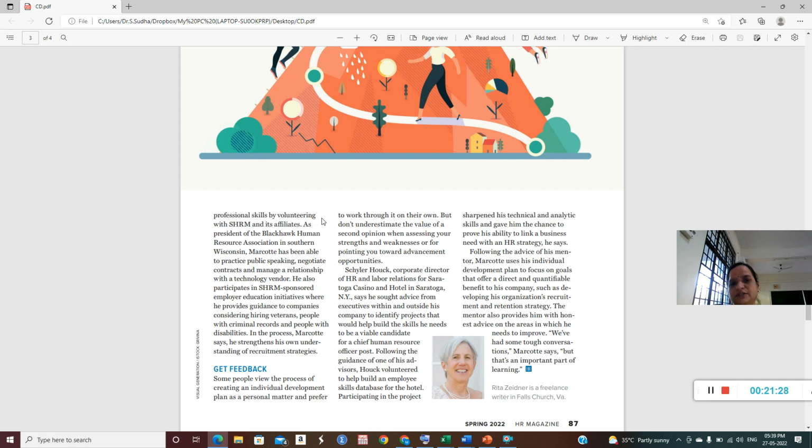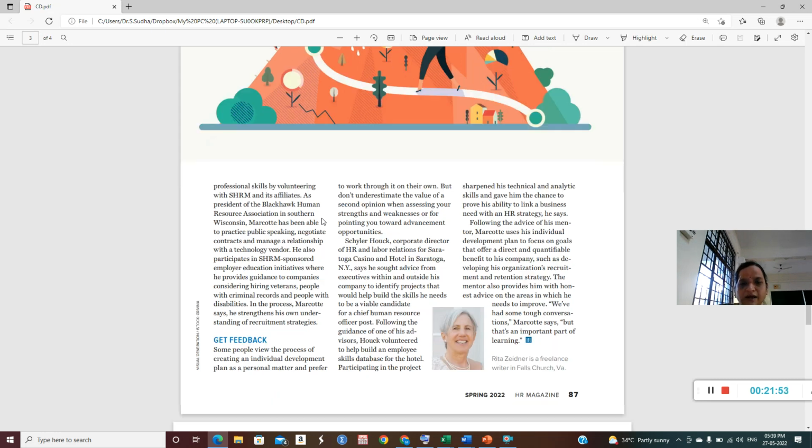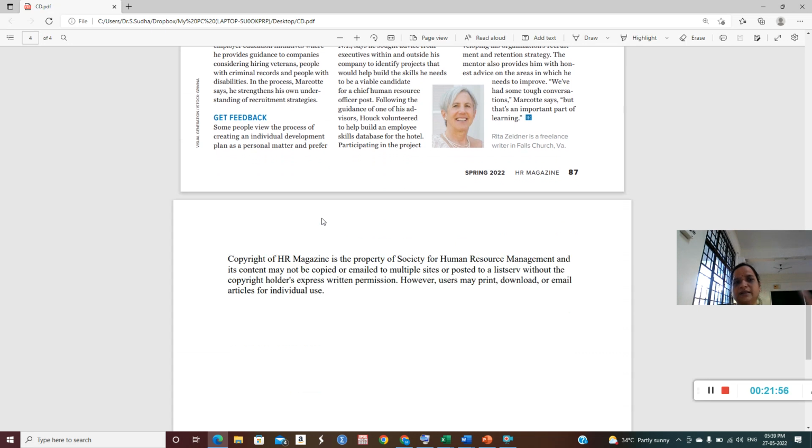Okay, focus on your goals, be direct, quantify it. Do not be quality oriented, but rather be a quantifiable one, right? Develop, and the organization needs to look into the recruitment as well as the retention strategy. Both need to be combined. Both go hand in hand. It's important, right? So learning has become a very important criterion. Okay, so we have seen this particular article has provided a lot of insights.